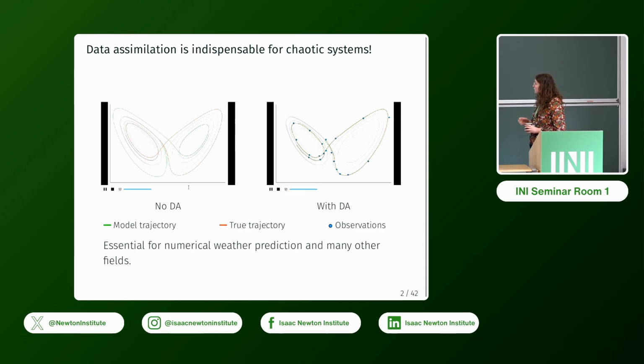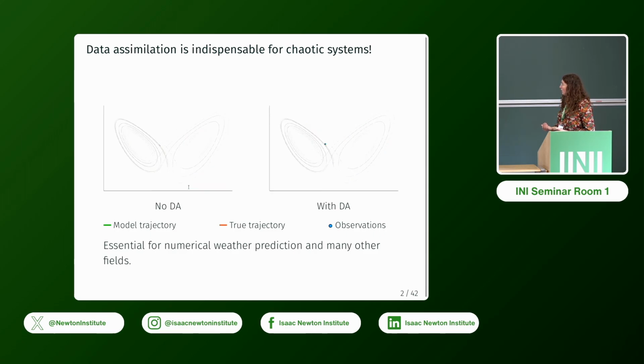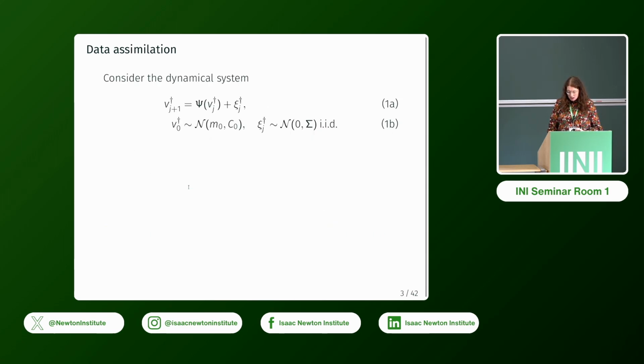This is critical for numerical weather prediction, as well as many other fields. In numerical weather prediction, the atmosphere is a very chaotic system, and it quickly becomes unpredictable unless we continually assimilate data.